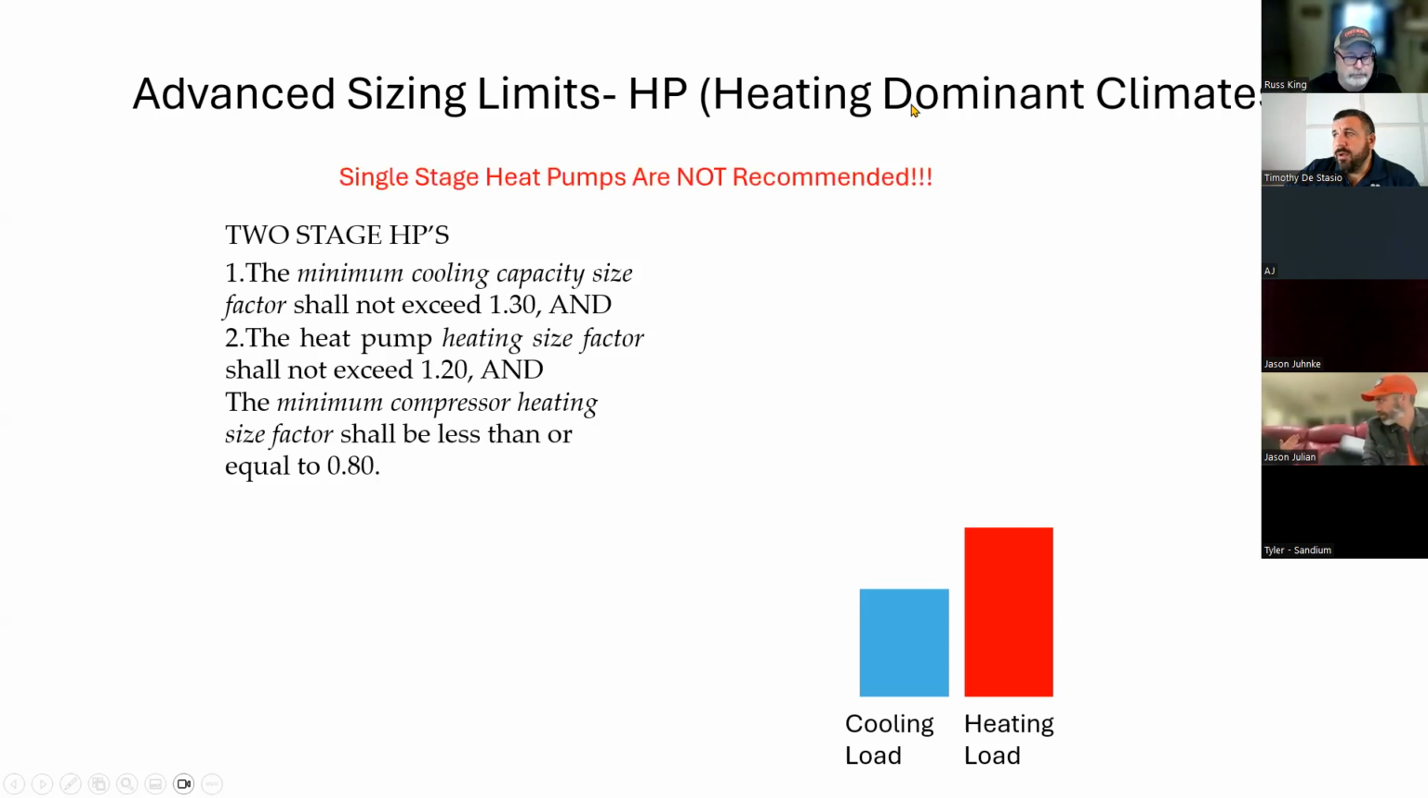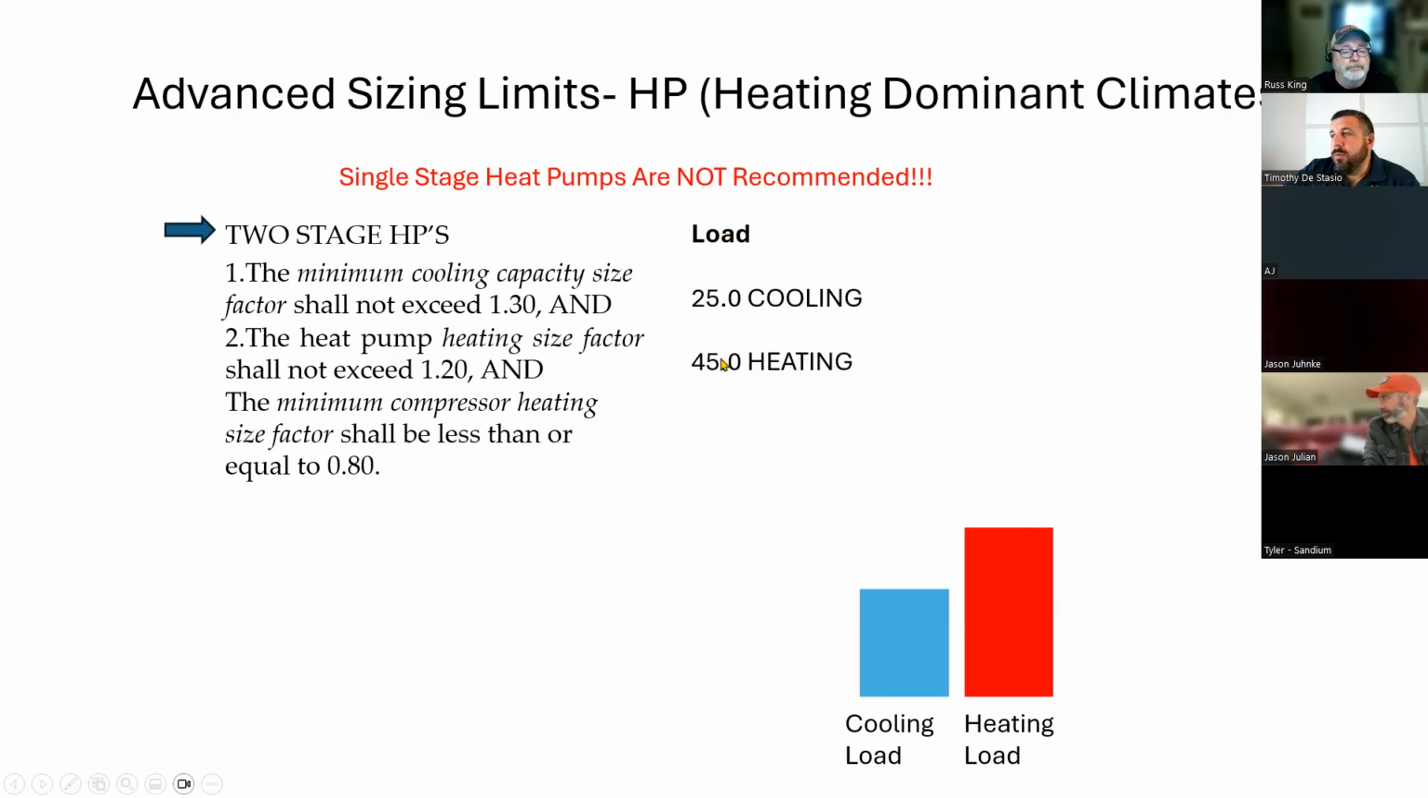First thing to understand is that when you're in a heating dominant climate where your heating load vastly outweighs your cooling load, or maybe it's just how many months you're heating versus how many months you're cooling, are really imbalanced, typically single stage heat pumps are not going to work, and we're going to show you why. You're allowed to maybe try out a two-stage heat pump, but we're also going to see how that's pretty challenging also. So let's take a two-stage heat pump and a sample load.